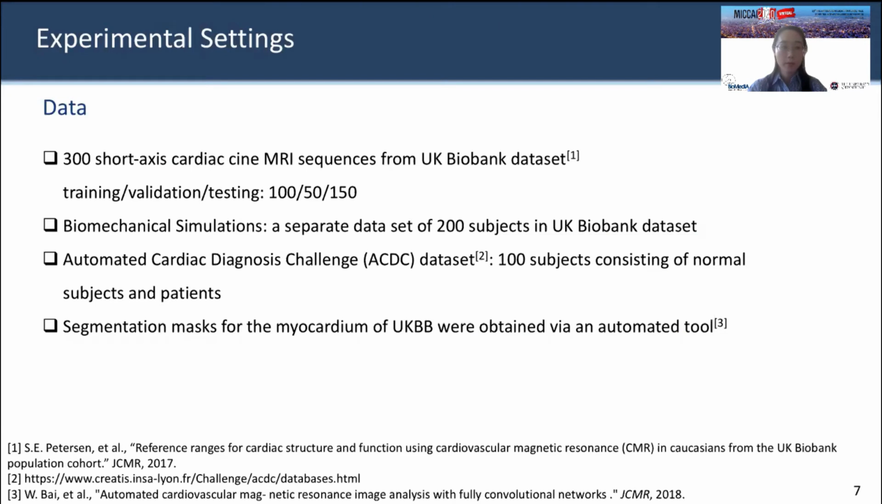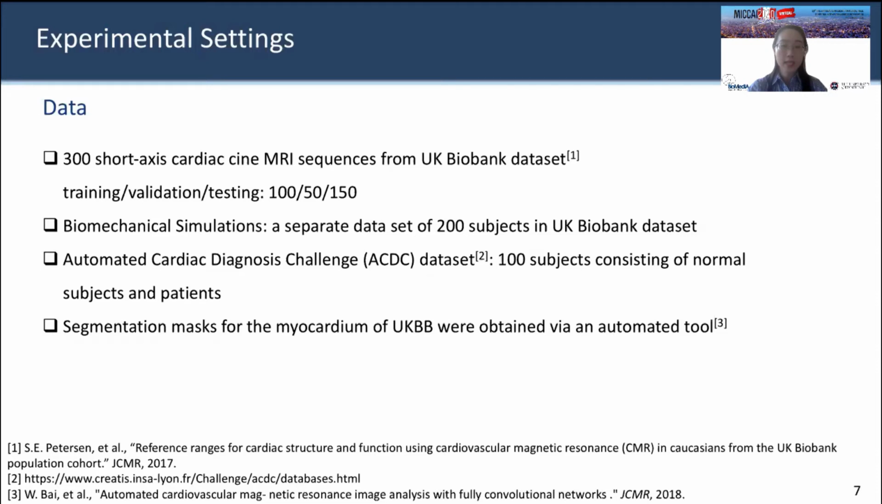In experiments, we used 300 short axis cardiac cine MRI sequences from the UK Biobank dataset, and we split them into the training, validation, and testing. For biomechanical simulations, a separate dataset of 200 subjects in UK Biobank dataset was also used.